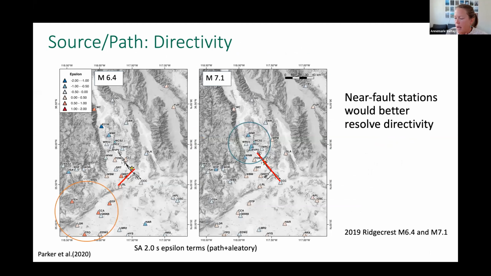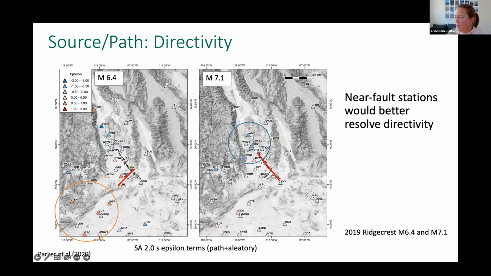And lastly, from Grace's work, again with the Ridgecrest events, the magnitude 6.4 on the left and 7.1 on the right, trying to pull out the source and the path components to look for directivity. And so with the network stations, here's the 6.4, you can see sort of amplified ground motions in this direction.